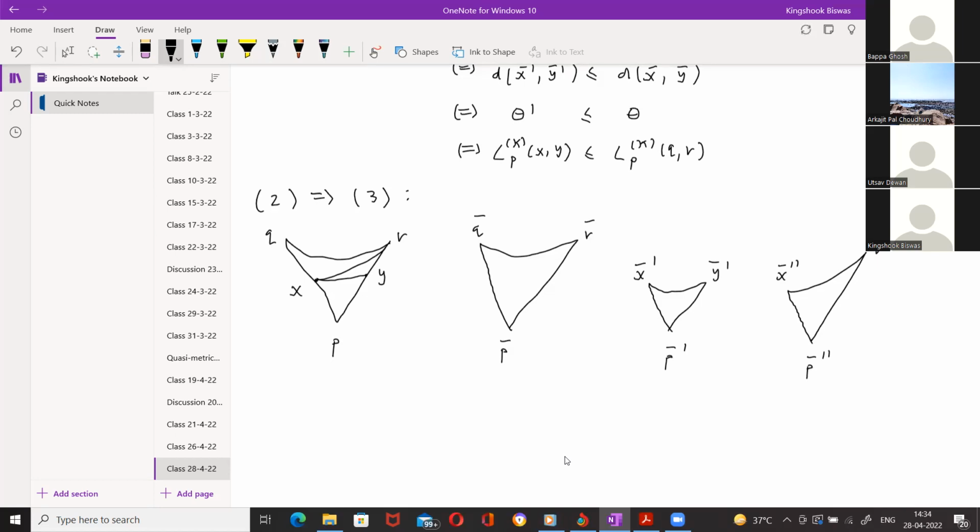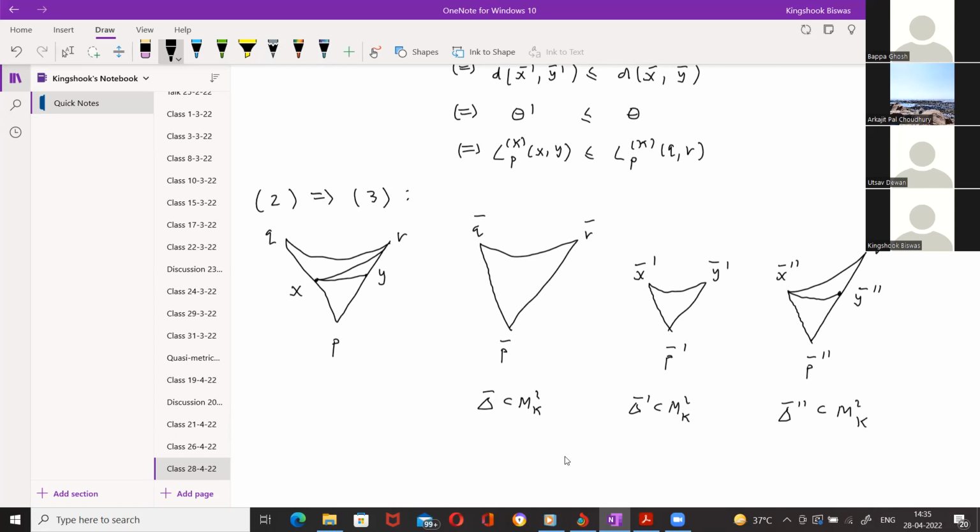So now what can I say? If I look at this last comparison triangle, I can take a comparison point for Y, right? So I get a point Y bar double prime. So this is my delta bar in M2 kappa. This is delta bar prime in M2 kappa. And this is delta bar double prime in M2 kappa.